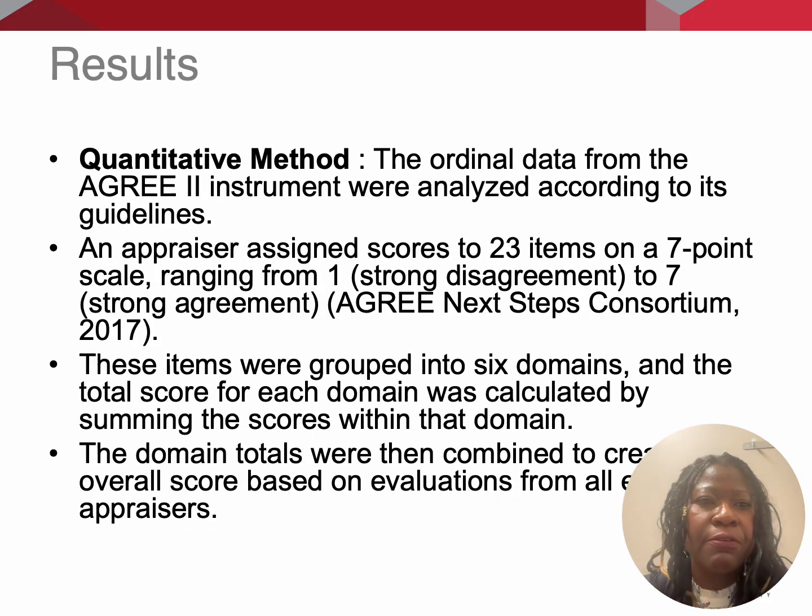The ordinal data from the AGREE instrument were analyzed according to its guideline. An appraiser assigned scores to 23 items on a 7-point scale, ranging from 1 meaning strong disagreement to 7 strong agreement. These items were grouped into 6 domains, and the total score for each domain was calculated by summing the scores within that domain. The domain totals were then combined to create an overall score based on evaluation from all 8 appraisers.